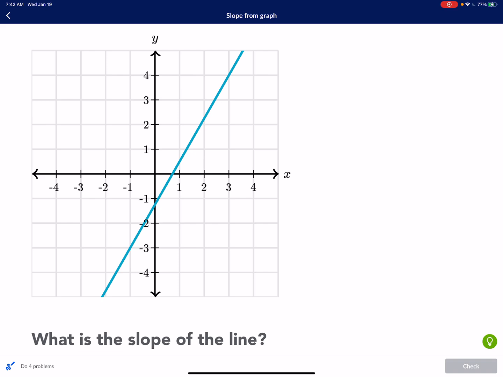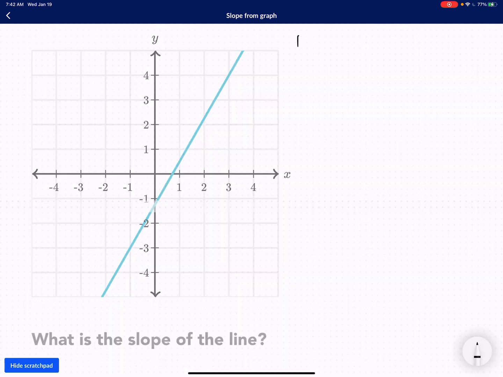So the first thing that you always want to do is you want to first be able to draw, believe it or not, a right triangle. Okay, you want to be able to draw a right triangle, and you want to be able to actually find the length of each leg. So I'll actually write that down. Number one, draw a right triangle.